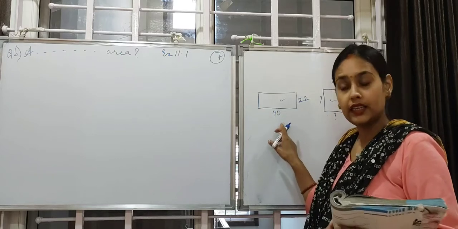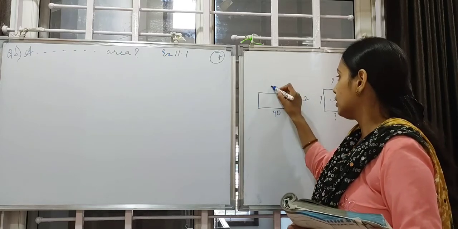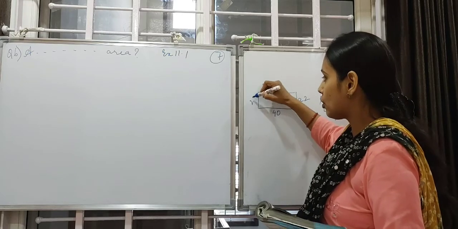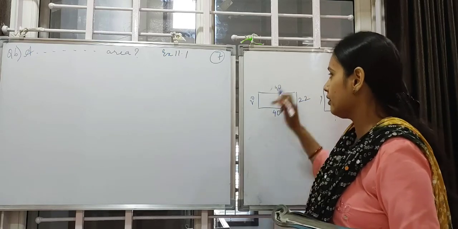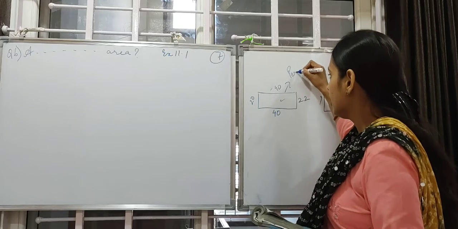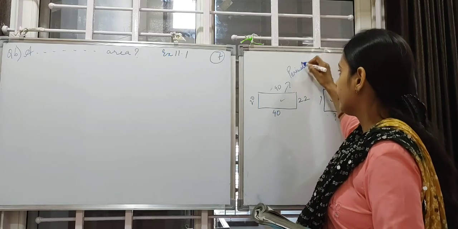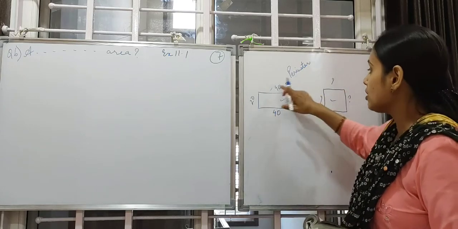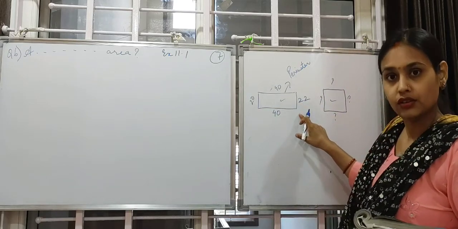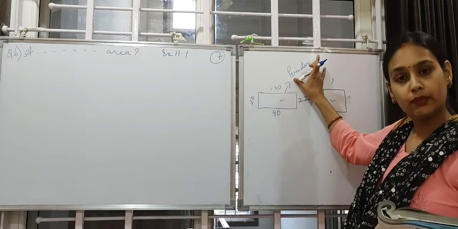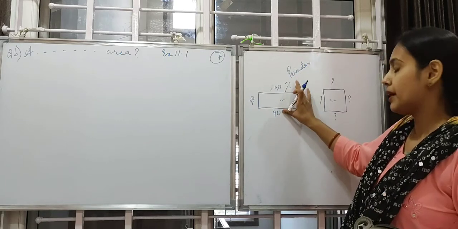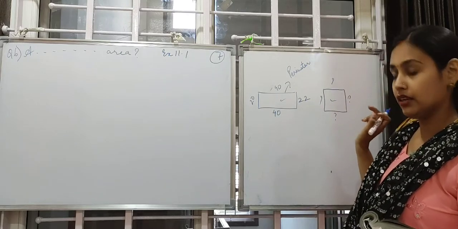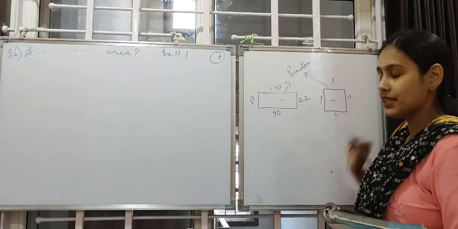Come back to the rectangle. Here what is known? The length and the breadth is known. That means the total length, the perimeter is known. Now this perimeter will be equal to the perimeter of the square. Why? Because same wire is being used. So the total length of the boundary will be the same. So the perimeter will be same.